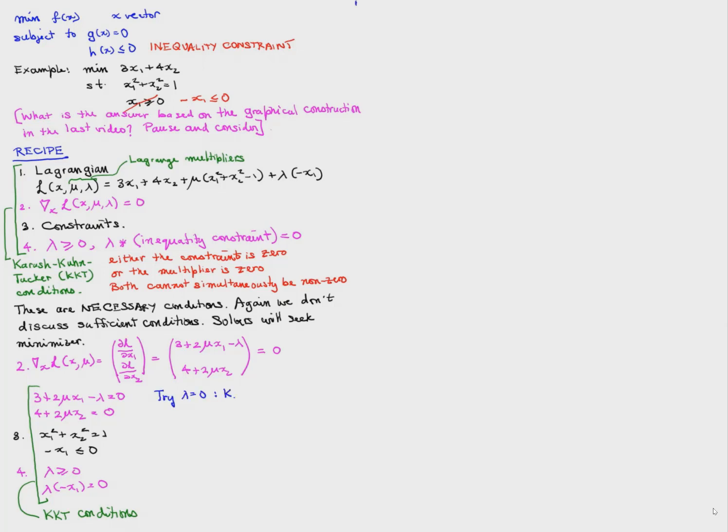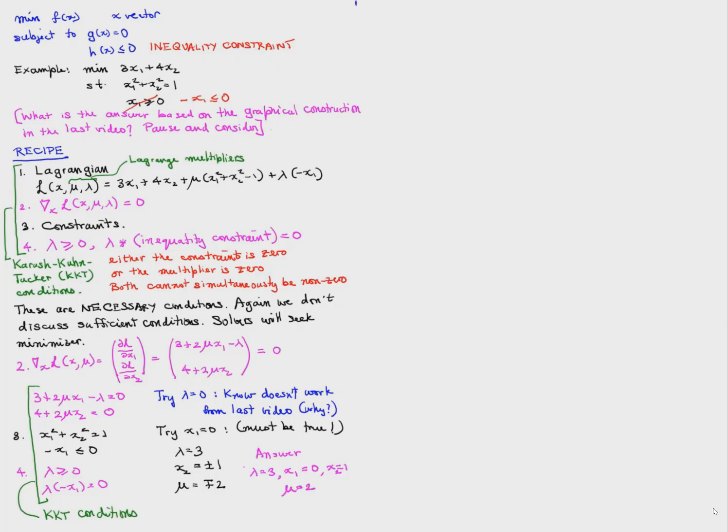So we solve this by trial and error. First we try lambda equals 0. This we know doesn't work because lambda equals 0 is the situation in the last video, and that won't work because now we have the additional inequality constraint. So if lambda is not equal to 0, the fourth KKT condition tells us that x1 must be 0. So let's try that, and then we get actually two solutions, and one of those solutions is the minimizer.